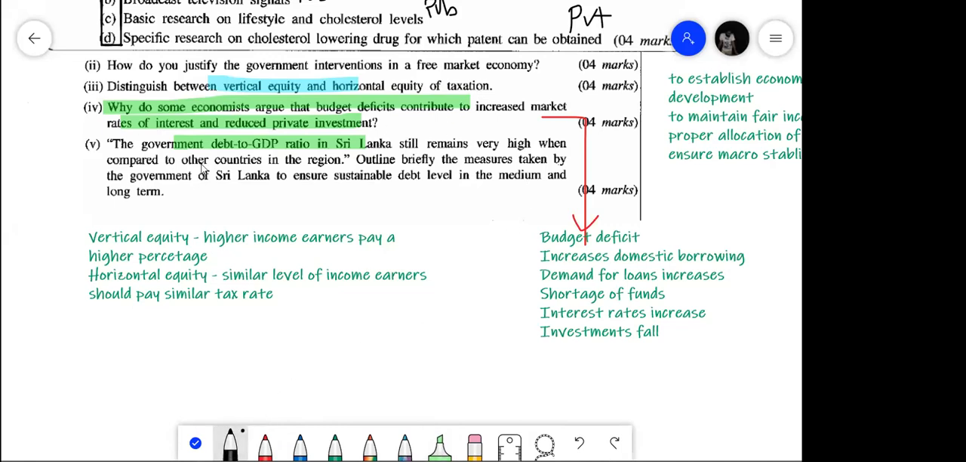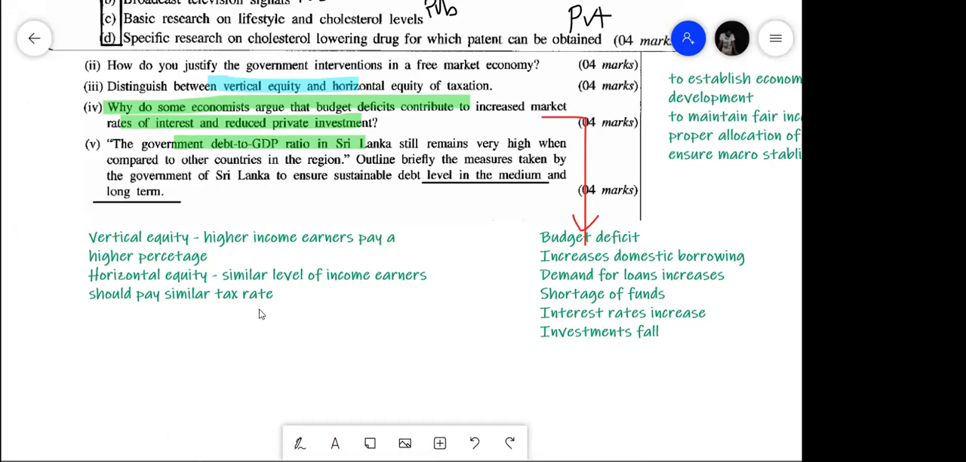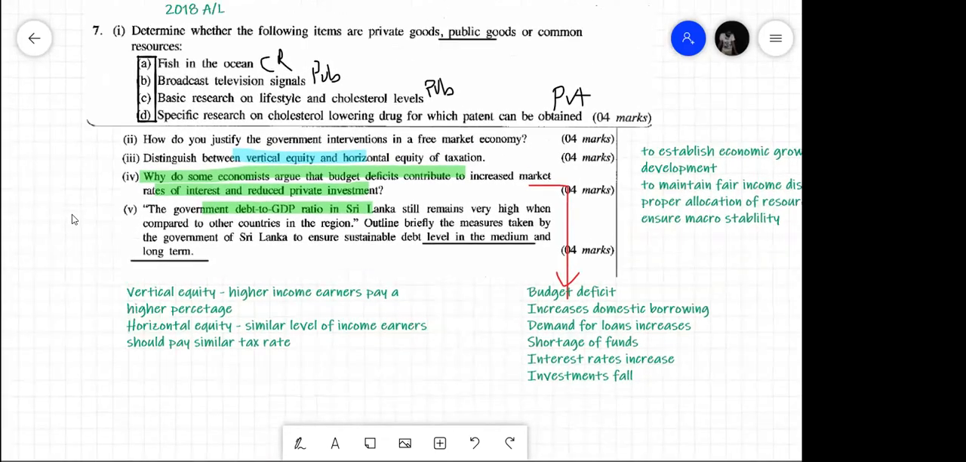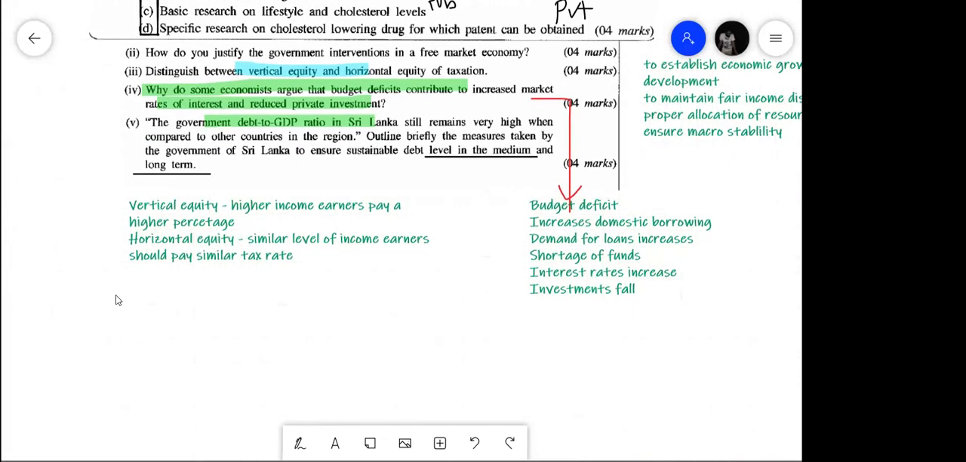What do you all think? What are the measures that the government has taken to ensure sustainable debt? This is directly from the central bank report. Measures taken by the government for these things. What do you think? Can you all put in some answers so I can copy and paste them?